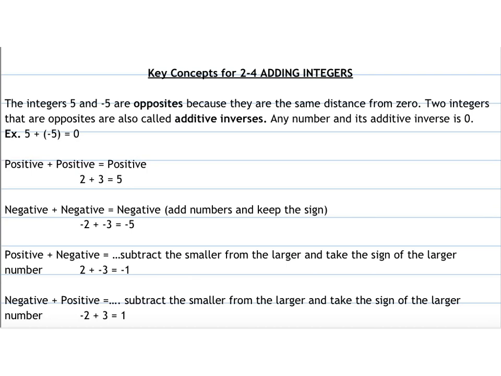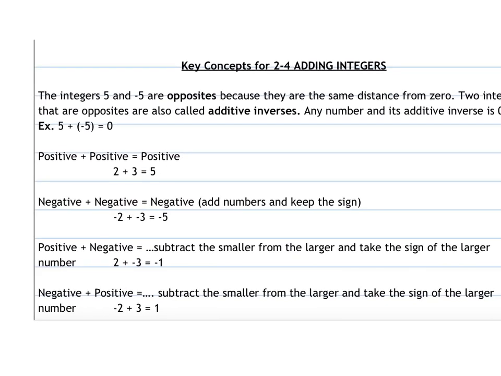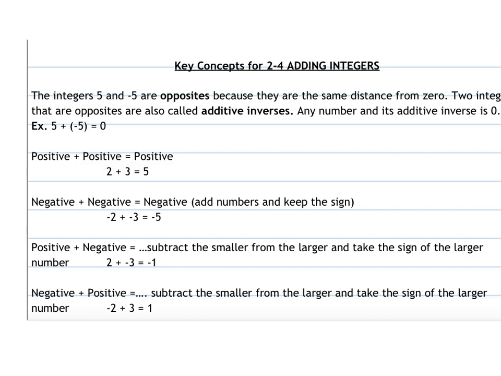Actually, there might be a couple things that I want you to write down, but let's go through this together. The integers 5 and negative 5 are opposites because they are the same distance from 0. Two integers that are opposites are called additive inverses. So remember that opposites and additive inverses are the same. Any number and its additive inverse sum to 0. Example, 5 plus negative 5 is 0. As long as you have this in your notes with an example, that would be great.